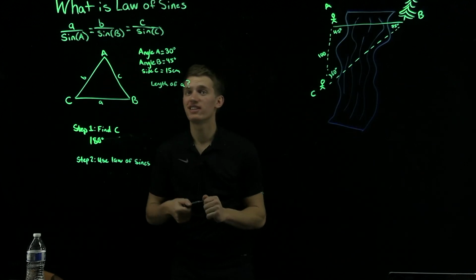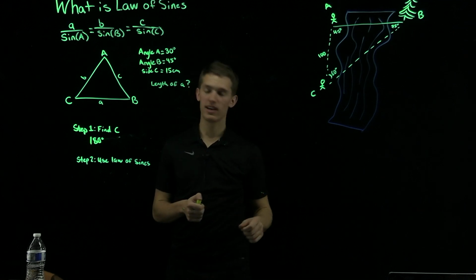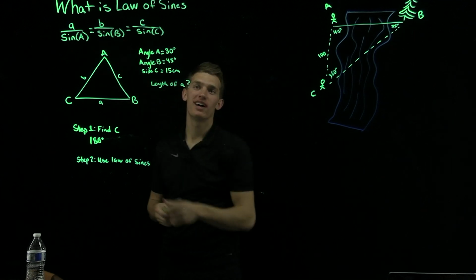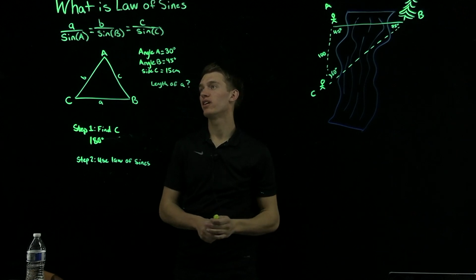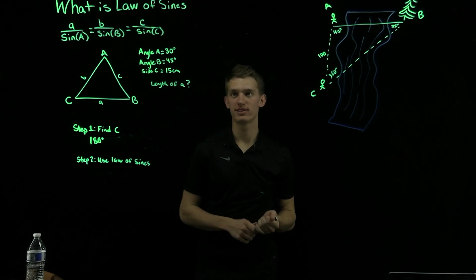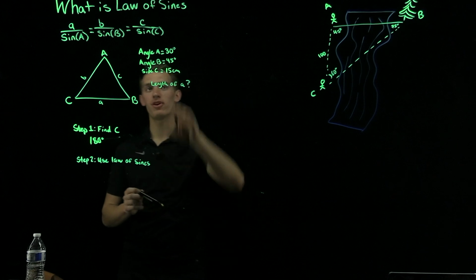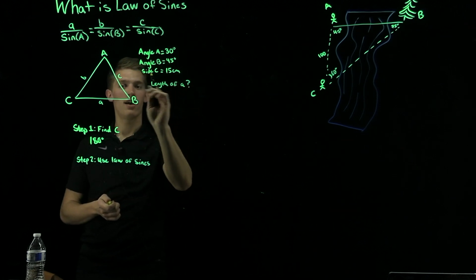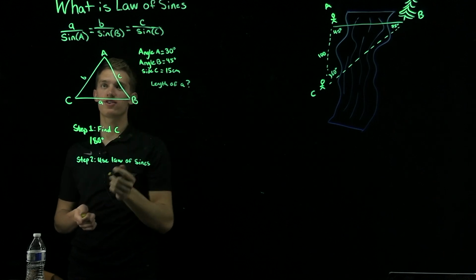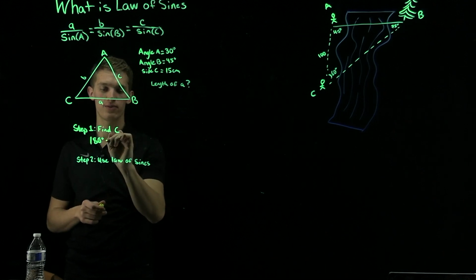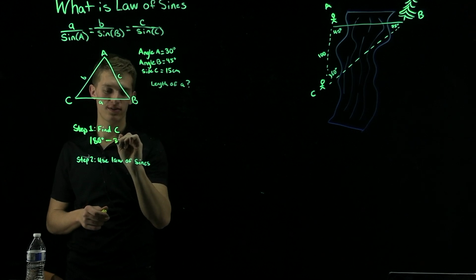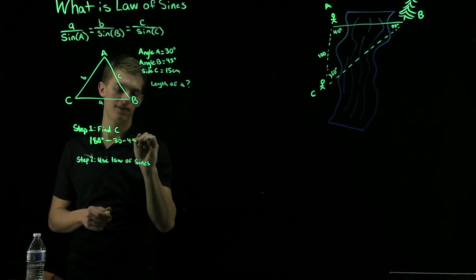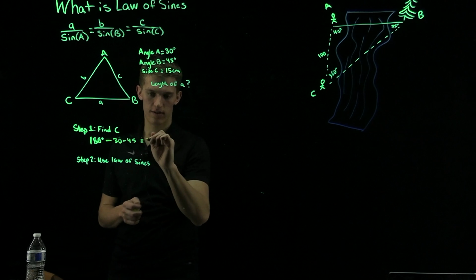Some common mistakes that can happen here is people will mix up the sides and the angles. So make sure that you don't make that mistake. Step one for this more basic problem is we need to find our angle C. Each triangle adds up to 180 degrees, so we can minus the other angles from it. We minus 30 and 45, and we get 105.